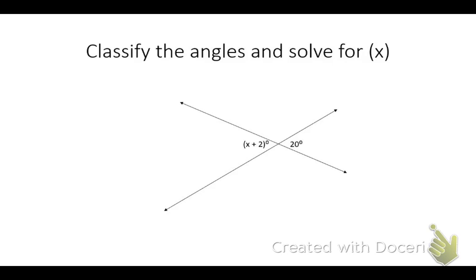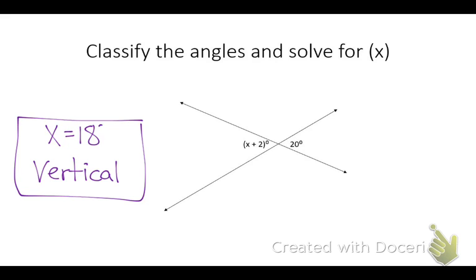If one of them is 50, the other one is 50. So if these are vertical angles and one of them is 20, that means the other one has to be 20. So what number plus 2 would equal 20? 18. X equals 18. Because they are vertical, they have to be the same exact measurement. I'm about to give you another one.